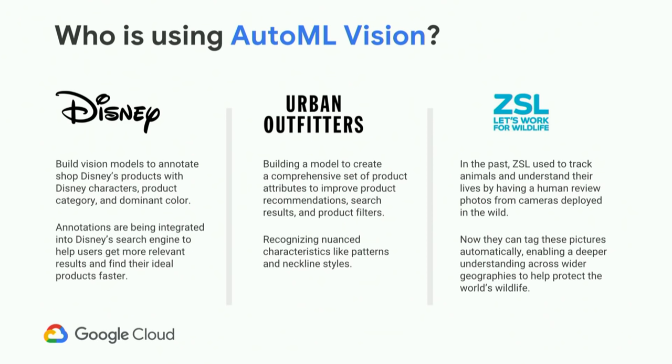The last example is the Zoological Society of London. The Zoological Society of London has cameras deployed all over in the wild to identify different types of wildlife in their images. And rather than having someone manually review all of the footage that they're seeing, they built an AutoML model to identify all the different types of wildlife that they're seeing in those images.